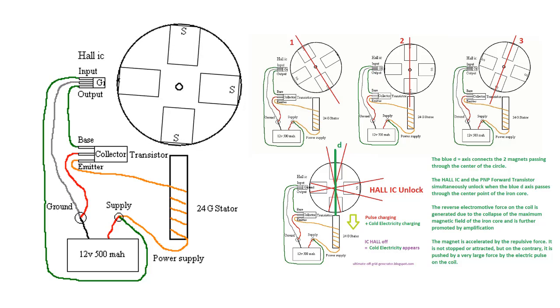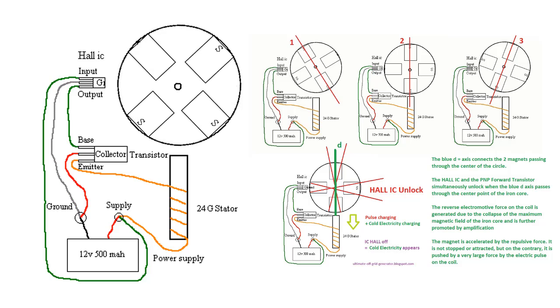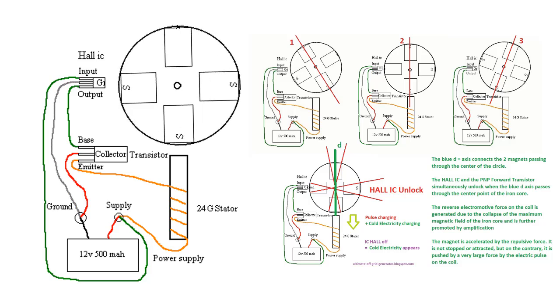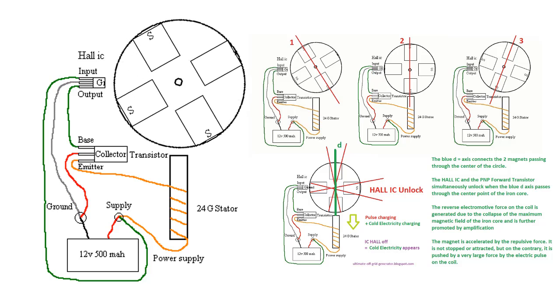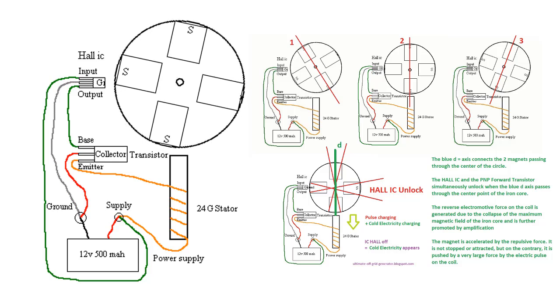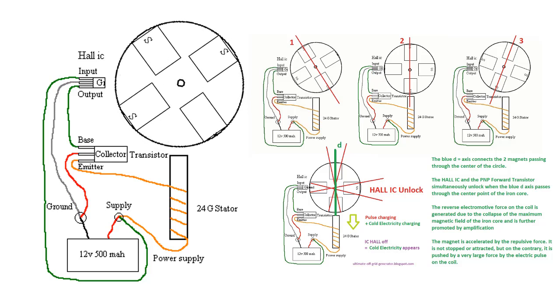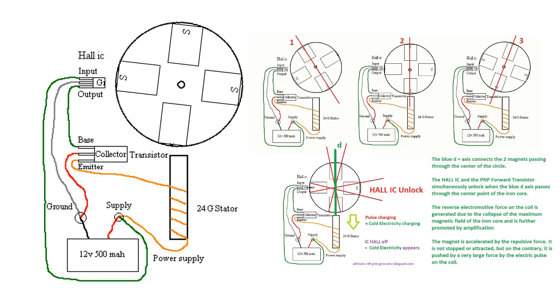That is free energy. Besides this type of energy, there is also cold electricity when the Hall IC is off. It charges batteries very effectively and can even reverse sulfation in old batteries.